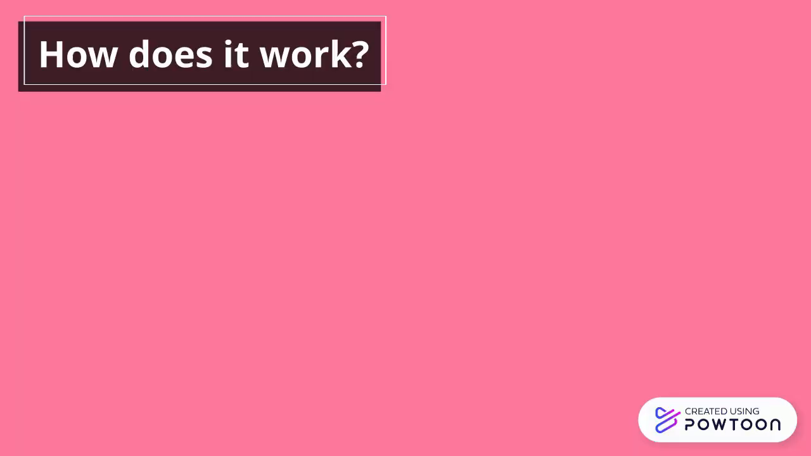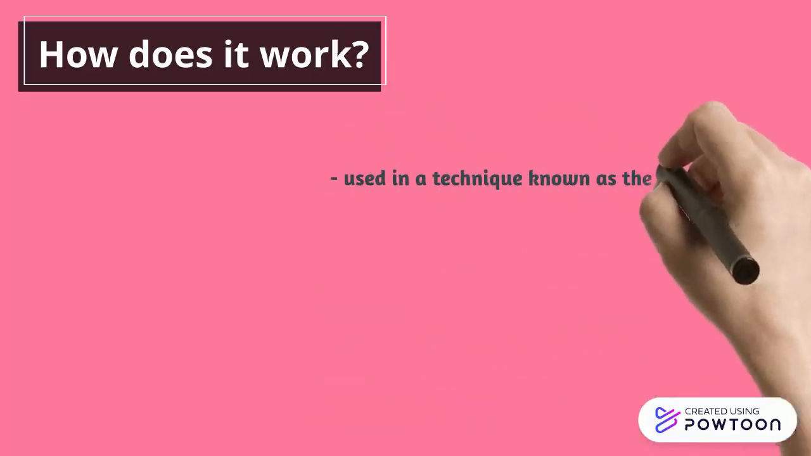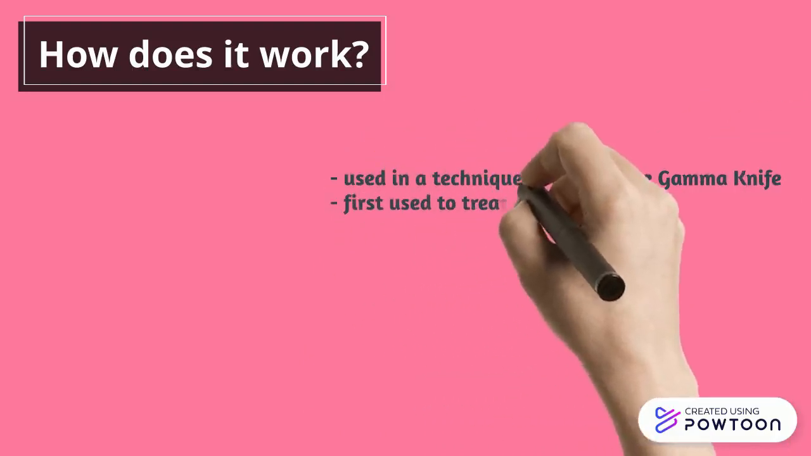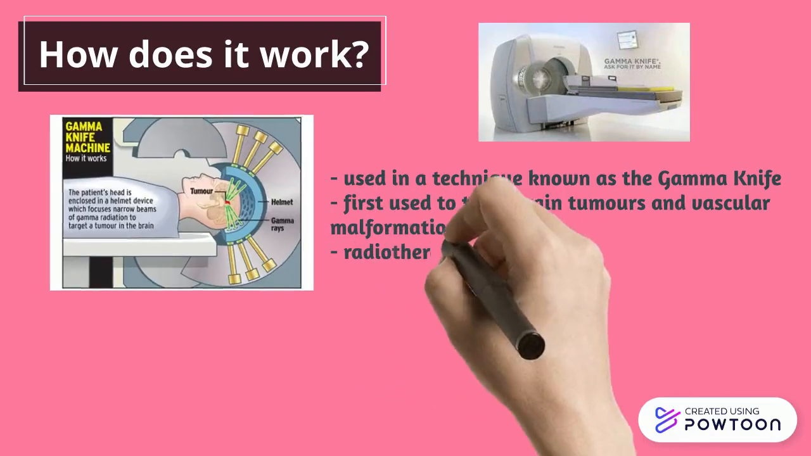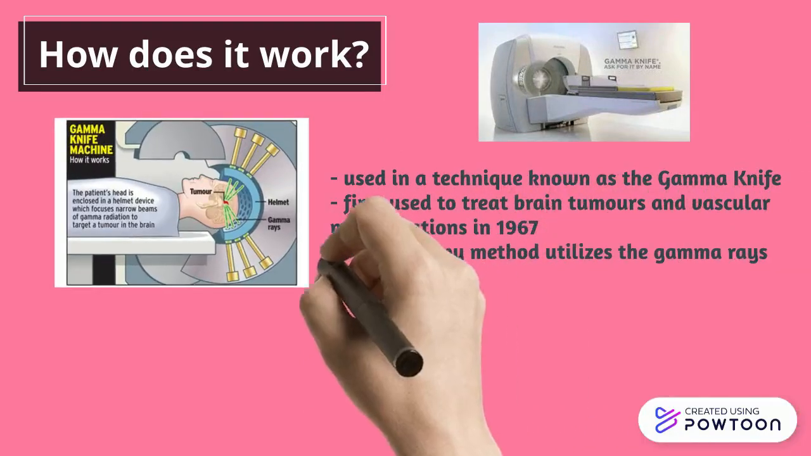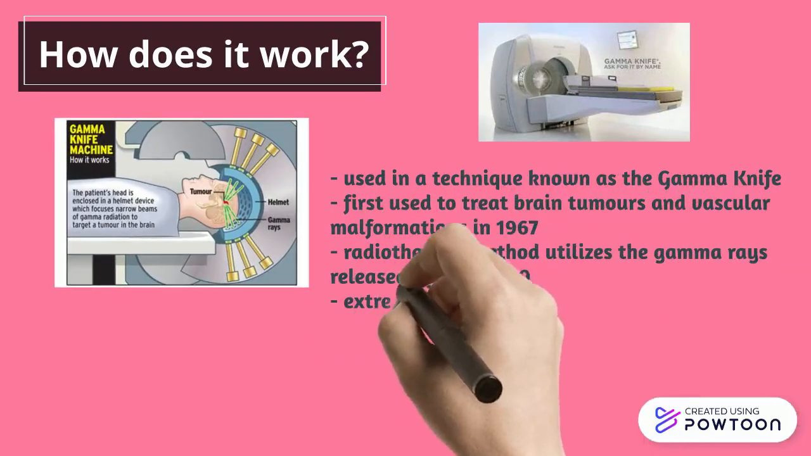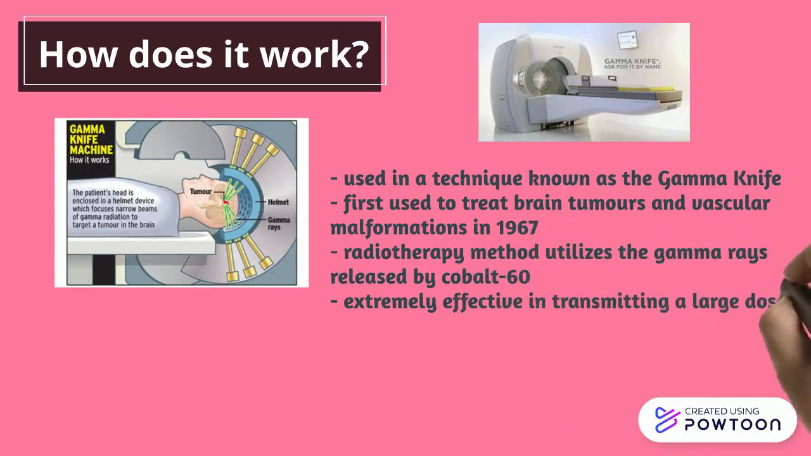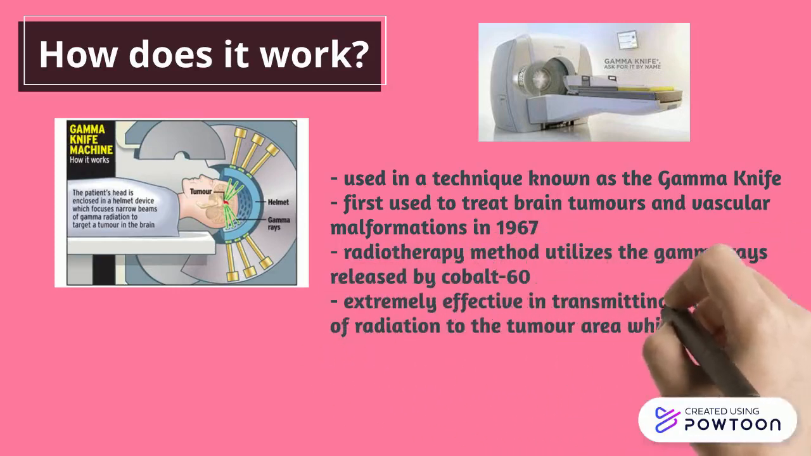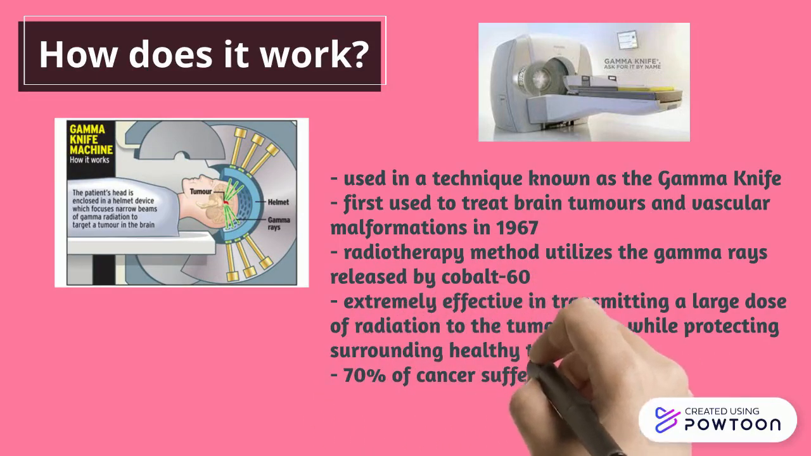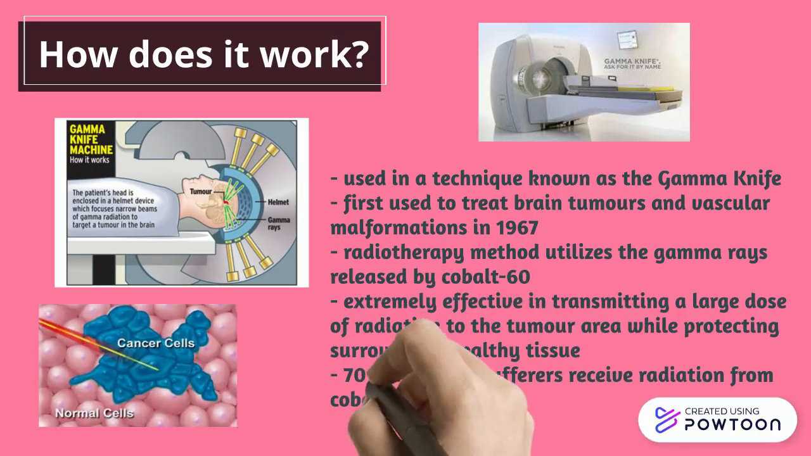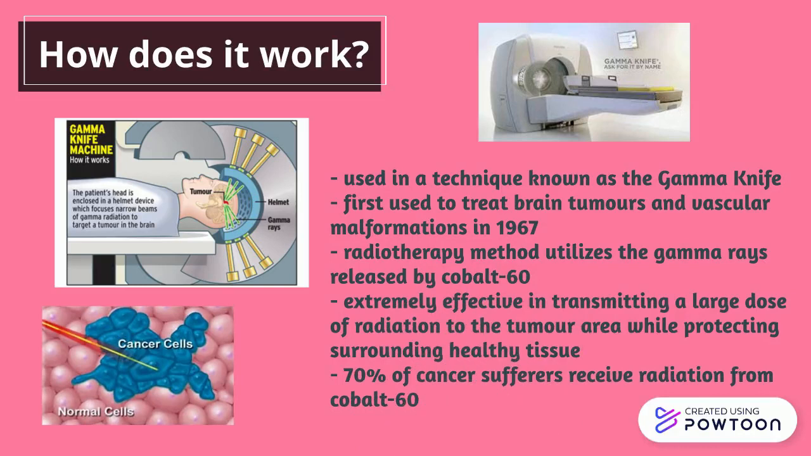For over 60 years, Cobalt-60 has been used in the treatment of cancer in a technique known as the gamma knife. The gamma knife was first used in the treatment of brain tumors and vascular malformations in 1967. This radiotherapy method uses the gamma rays released by Cobalt-60, which are extremely effective in transmitting a large dose of radiation to the tumor area, while also protecting the surrounding healthy tissue.